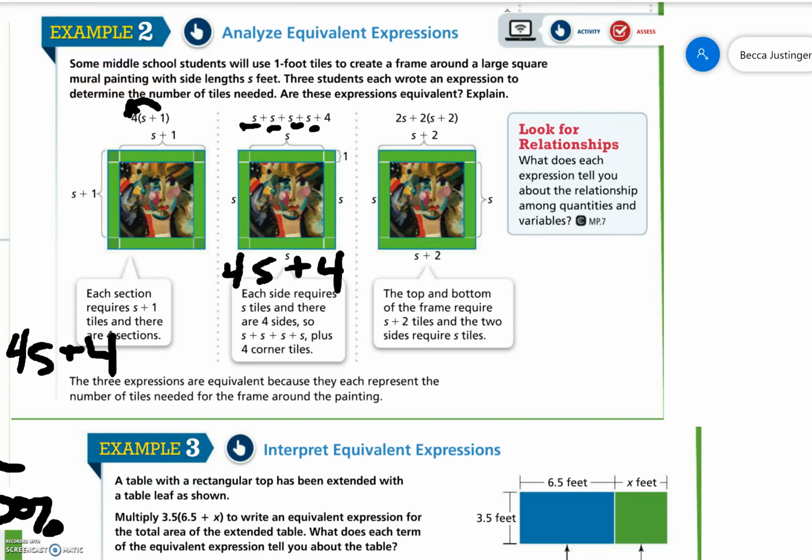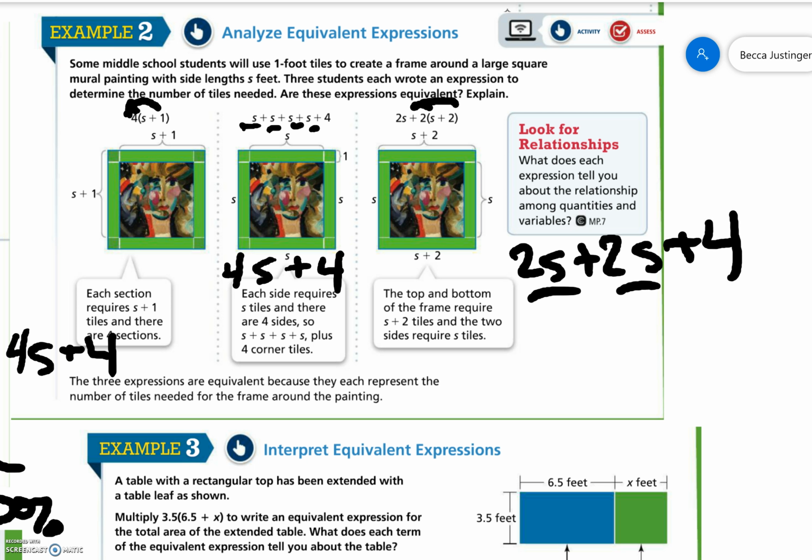The last student, I see again my distributive property. So I distribute in the 2, I leave the 2s, that first one. Then 2 times s is 2s. 2 times 2 is 4. Combine like terms, that's 4s plus 4. Even though they were originally written different, simplifying the expressions tells me that they are all the same. So the 3 expressions are equivalent because they each represent the number of tiles needed for the frame around the painting.